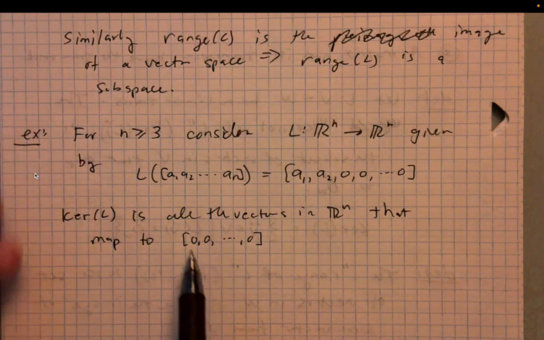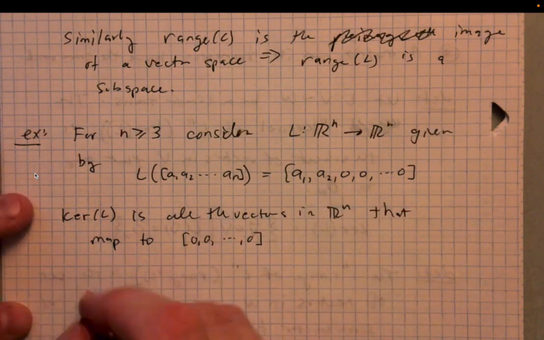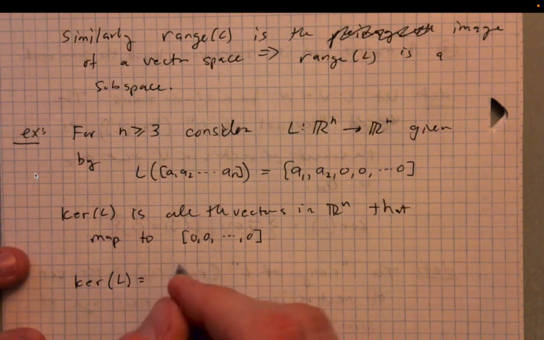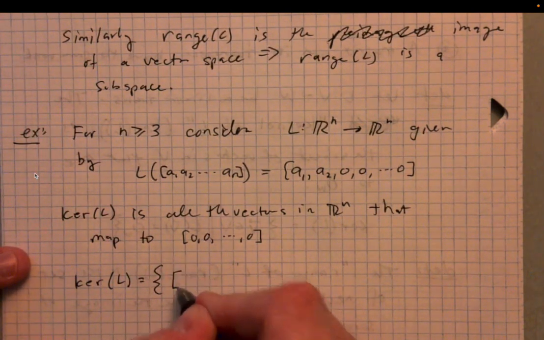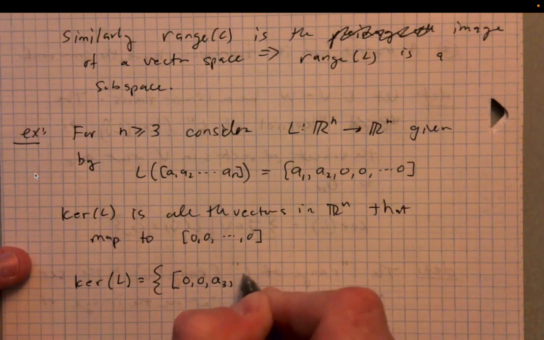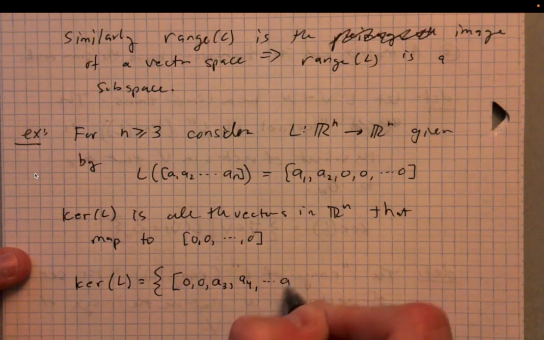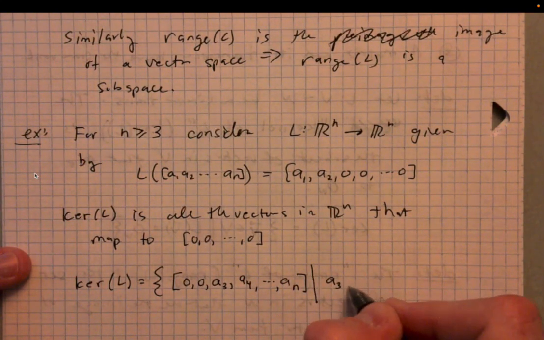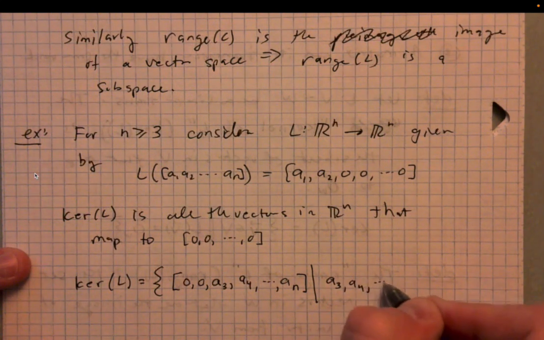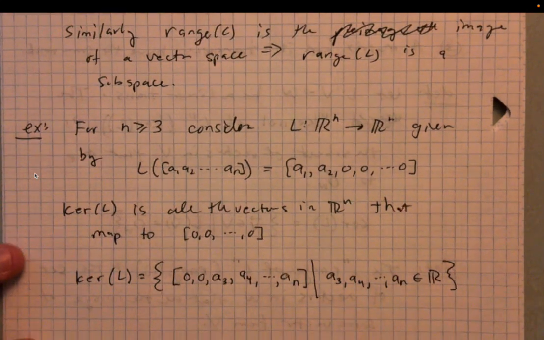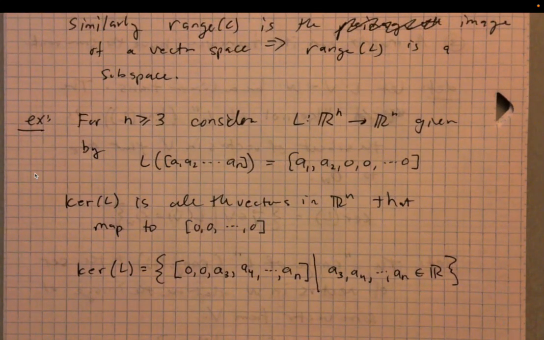Well, there's not just one. In this case, there are lots of ways to write the kernel. So the kernel here is going to be all of the vectors of the form 0, 0, a3, a4, ..., an, such that a3, a4, ..., an are real numbers. Does that make sense? Is that clear?